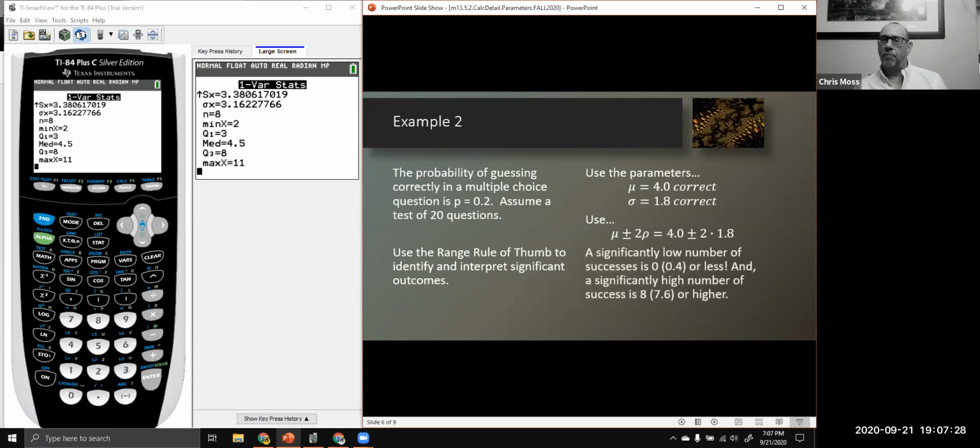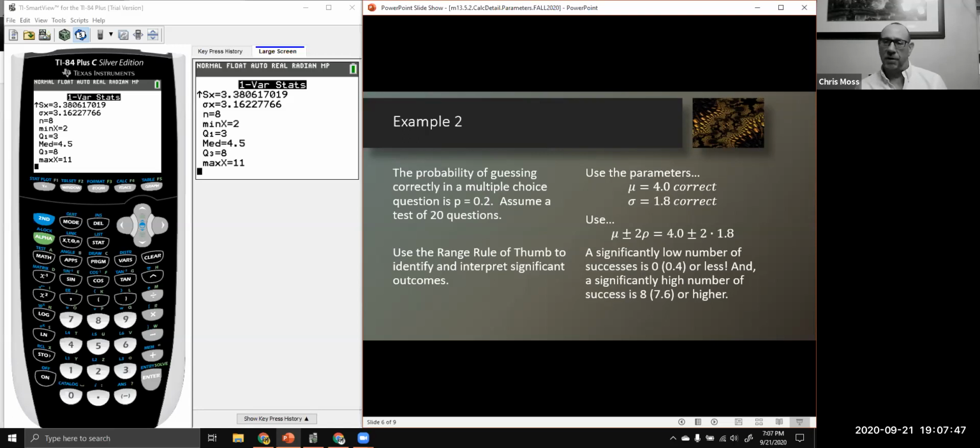So 4.0 minus 2 times 1.8, a significantly low number of successes is 0. Well, that's what I round to after I get the 0.4, or less. Can't have less than 0. And a significantly high number of successes is 8.